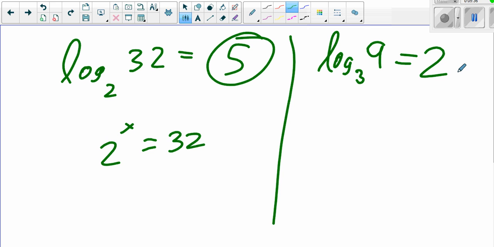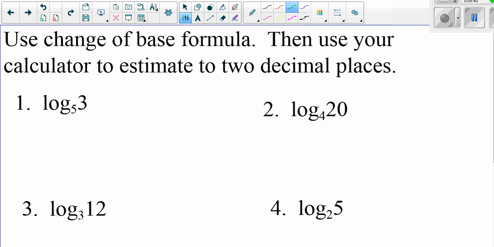Now, there are times that you cannot solve them in your head, like log base 5 of 3. So log base 5 of 3 is saying 5 to what exponent equals 3? Well, I know 5 to the first is 5, and I know 5 squared is 25. I'm not getting close to 3 at all, though. So when you cannot figure it out in your head, we're going to use your calculator.